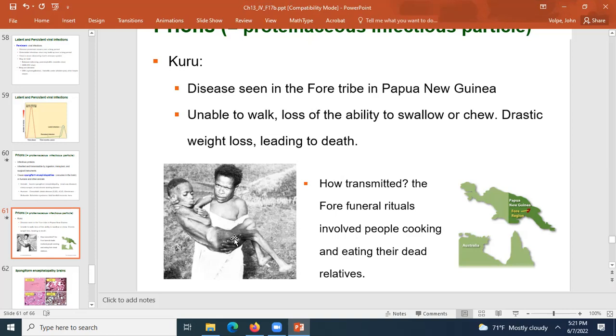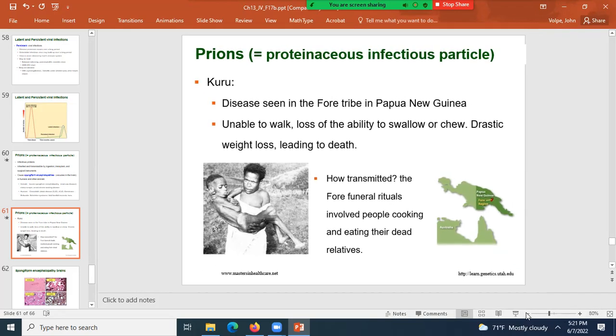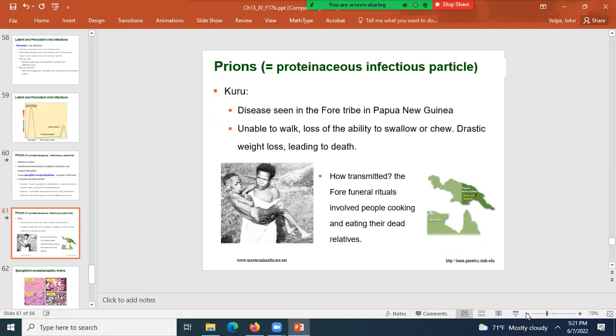In the funeral ritual in the Fore tribe, they actually ate their dead relatives, and that tended to spread Kuru, a prion disease. Any question about that? What happened was probably one individual in the Fore tribe came down with a spongiform encephalopathy, and then the family members ate the dead, and that spread the Kuru among the Fore tribe. Any question about that?